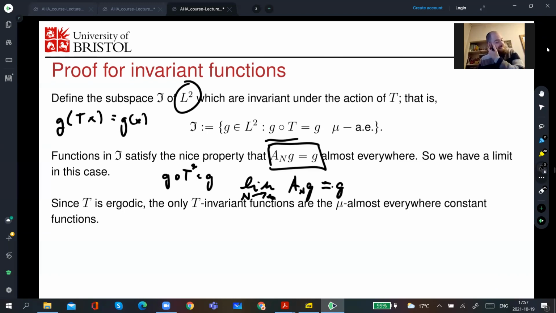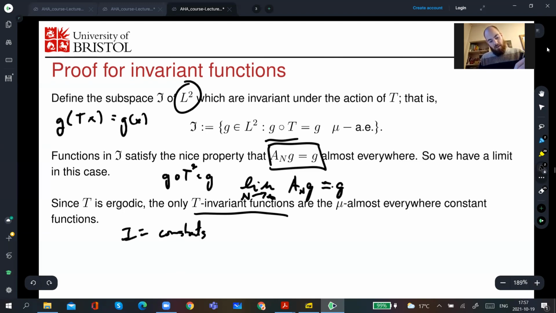Now, I said that since T is ergodic, the only T invariant functions are constants almost everywhere. So in particular, the invariant functions are equal to constants. And since our space is a probability space, that constant is equal to the integral of g over the whole space. So these time averages are the actual space average.